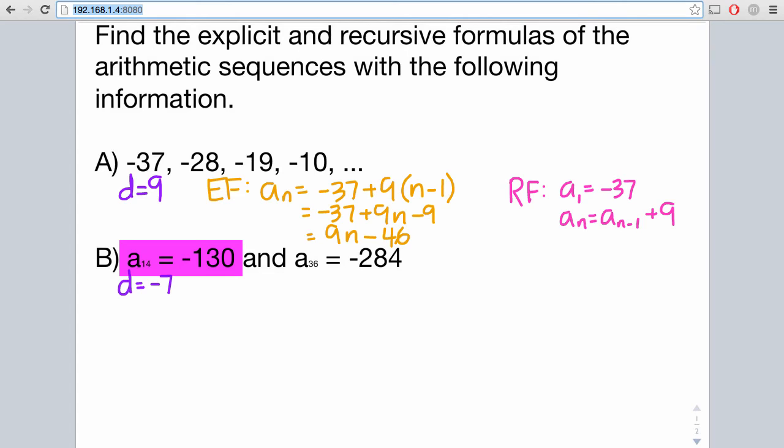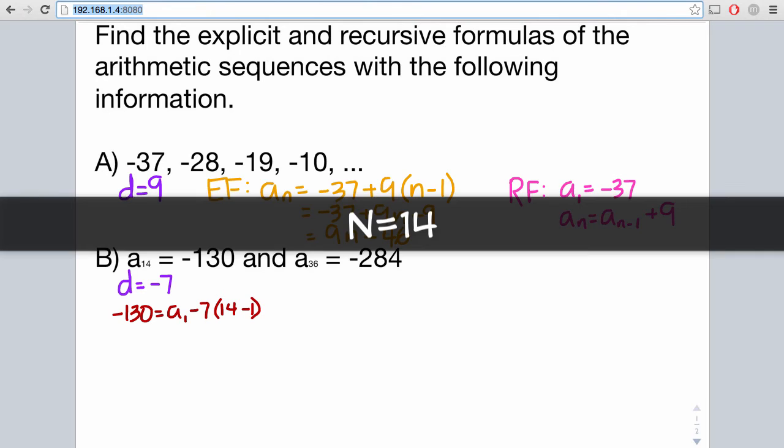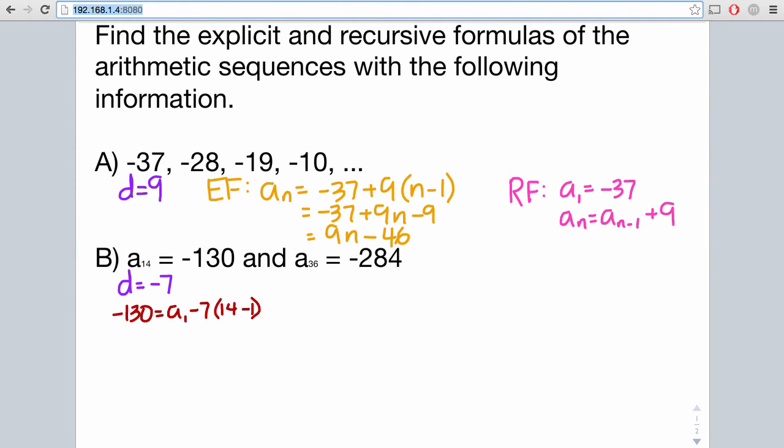And so what we want to do is set up our explicit formula, and we're going to leave a_1 since we don't know what that is. We're going to plug in information that we know, and again we know the 14th term is negative 130. And now we're going to solve this equation for a_1. So we get negative 130 equals a_1 minus 7 times 13. I'm going to follow my order of operations to get 91. And we can add 91 to both sides to get negative 39 as our first term.